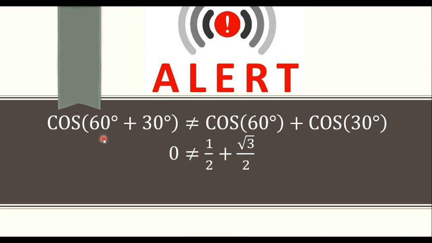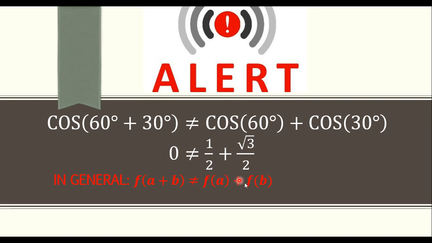But know that 60 plus 30, cosine of 90 degrees is 0. 0 does not equal 1/2 plus rad 3 over 2. Do not make this assumption. Kind of like when we were doing disproofs, proving something is not an identity. If it looks too good to be true, like this would be too good to be true, it probably is. In general, f of a plus b does not equal f of a plus f of b.